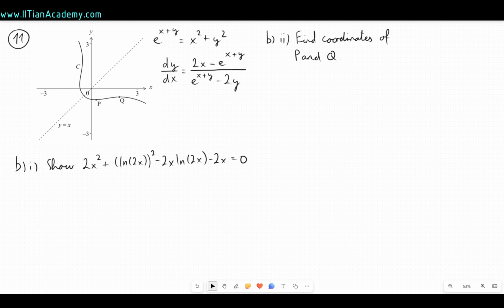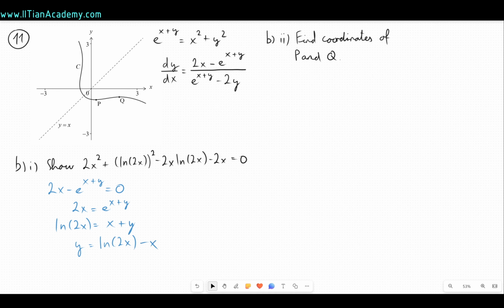So let's do that. We know 2x minus e to the x plus y has to be 0 for the x-intercept. And then we need to start solving for x here. So we know 2x is equal to e to the x plus y. We can take the natural log of both sides, so we'll have ln 2x is equal to x plus y. From this we can see that y is equal to ln 2x minus x, like this.